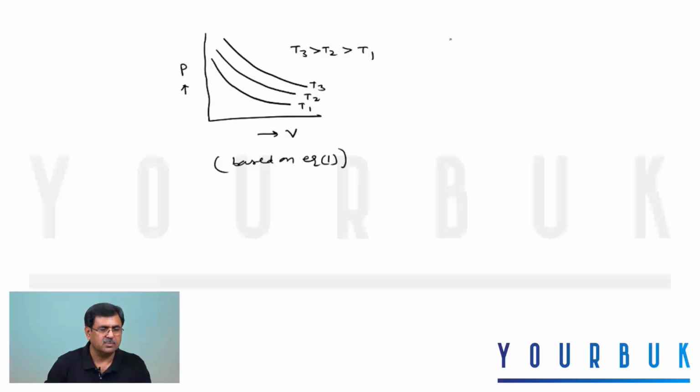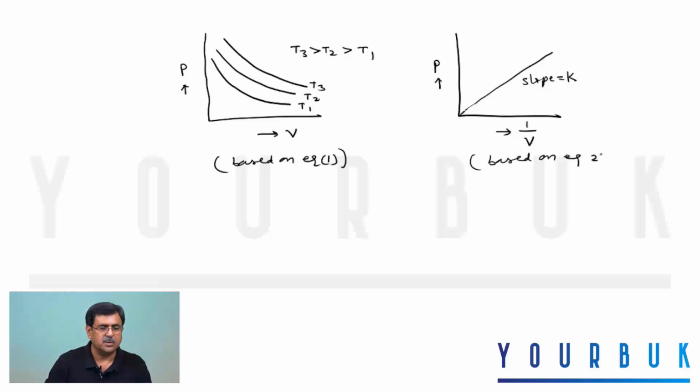We have a second graph based on equation number 2, in which we plot a graph between the pressure on the y-axis and 1 by V on the x-axis. Now this graph is a straight line with a positive slope, and the slope of this line is equal to K. So this is the graph based on equation number 2, a graph between pressure and 1 by V.